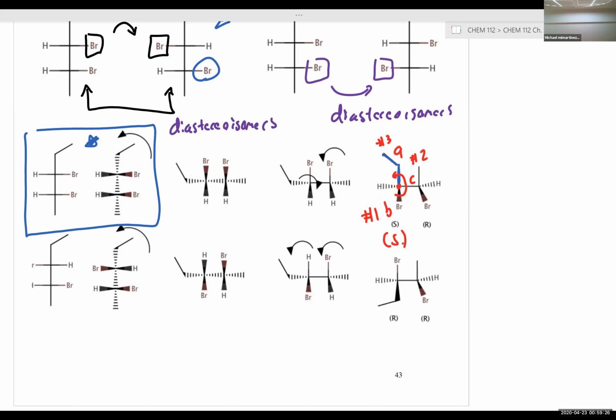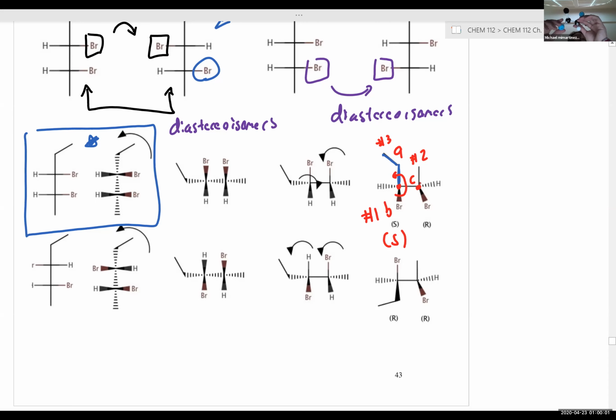Okay, let's now return to our model, and I'm going to return it to our Fischer projection view. And now let's just look at our bottom stereocenter, on our second carbon. So where do we need our hydrogen? Do we need it in the front or in the back? In the back. So we're going to rotate our carbon-carbon bond. So now our hydrogen is in the back.